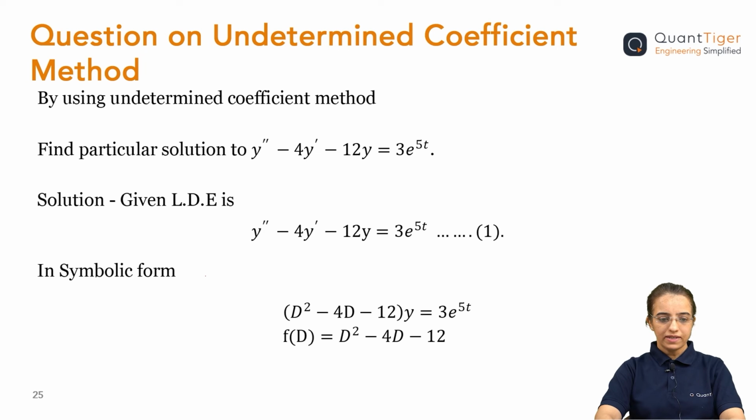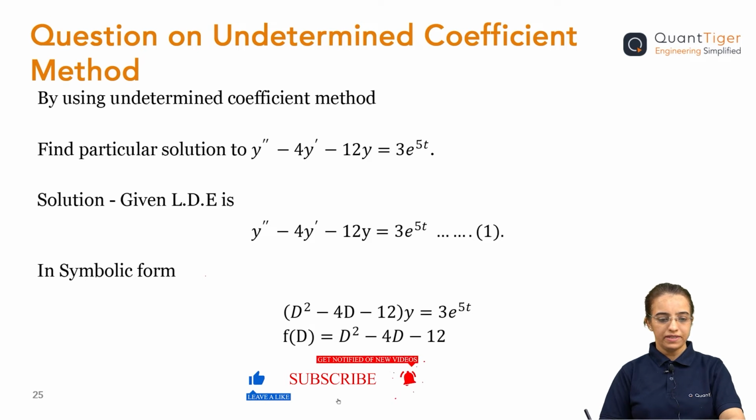Okay, now let's see how we can use this method to find the particular integral. So here is the question: y double dash minus 4y dash minus 12y equal to 3 into e to the power 5t. This is a given second order differential equation. We will write it as it is and call it equation 1.